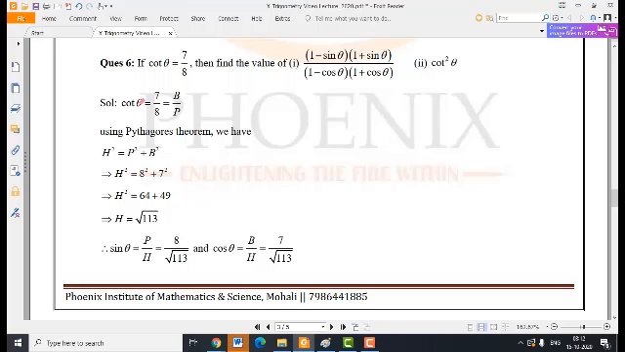Alright. What I need is to use the values of sin theta and cos theta to find the value of the given expression in the first part. So sin theta is perpendicular upon hypotenuse, which means it is 8 upon root 113, and cos theta is equal to base upon hypotenuse, that means it is equal to 7 upon root of 113.